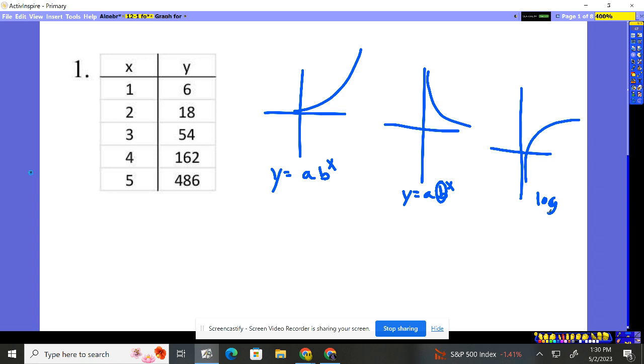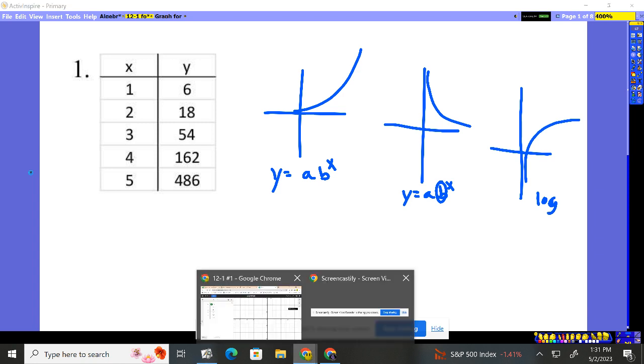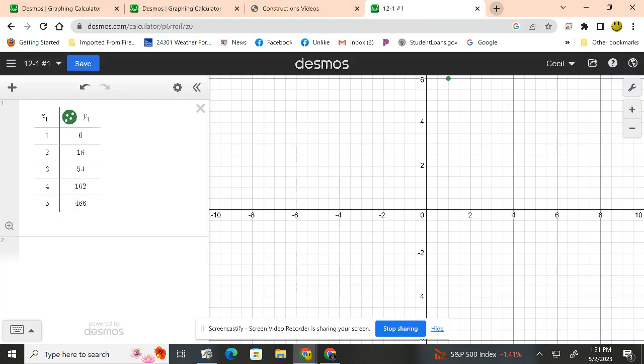So we need to go to Desmos. So we would go to Desmos and open a graph. In this case, I've already opened a graph. If you weren't sure how to open a graph, you hit a plus, you hit the table and enter it. Well, we don't need to do that because I've already done it and entered in our data. Notice it's an X1, Y1.